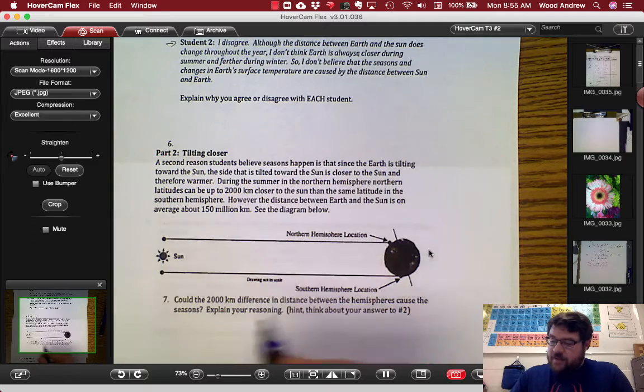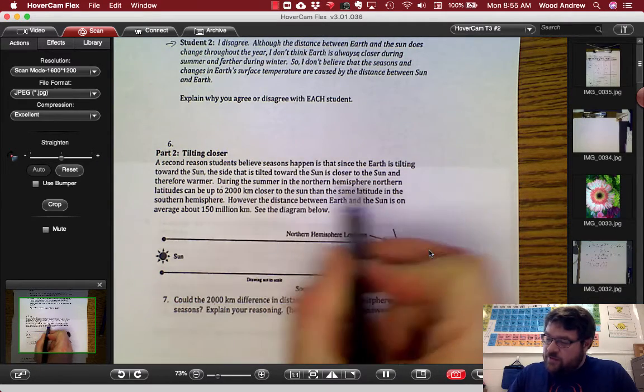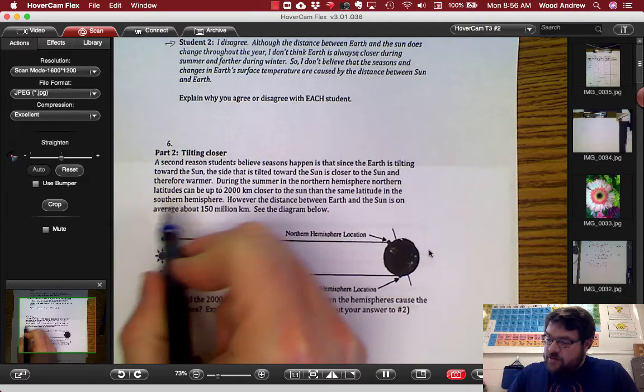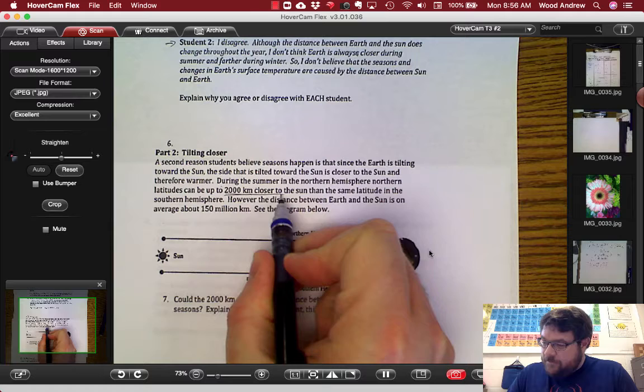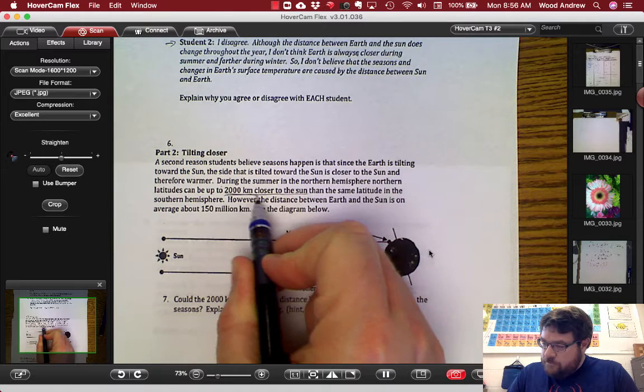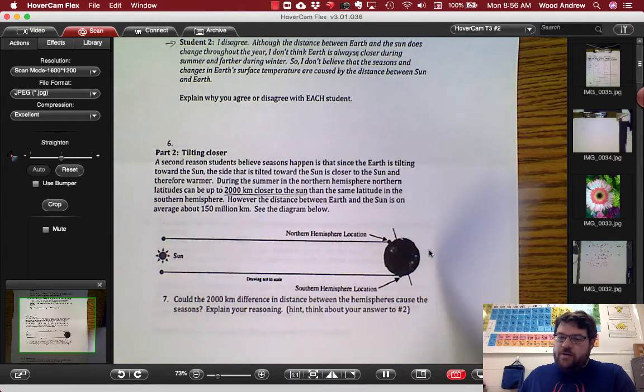It gives us information in here, and it says during the summer in the northern hemisphere, the northern latitudes could be up to 2,000 kilometers closer to the sun. Okay, and that's quite a bit, 2,000 kilometers. But compare that to our number on the other page.